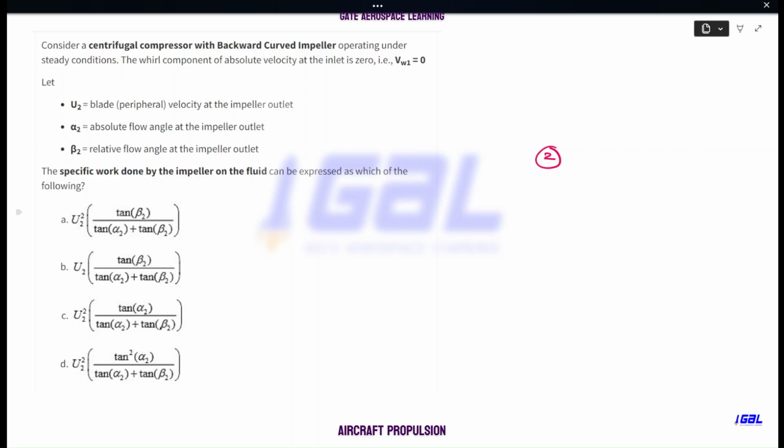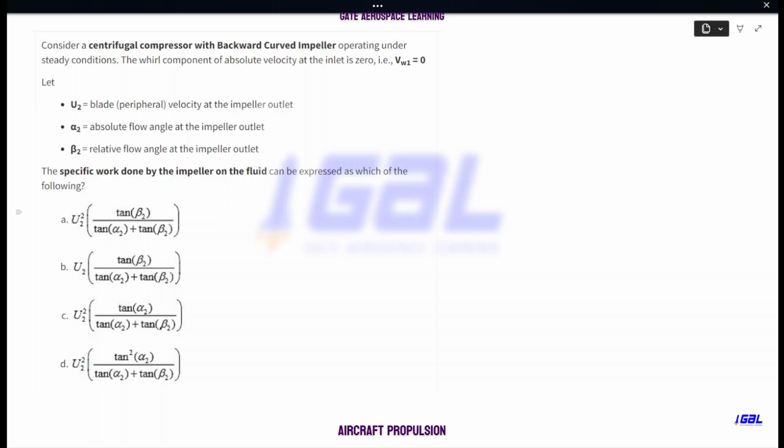Now they are saying the specific work done by the impeller on the fluid can be expressed as which of the following. Now they have given you the 4 options. What I suggest is that please pause this lecture and try by yourself. Students are trying to solve this question, but they are not able to solve it in the test series. This is a question from the first full mock exam in our test series. So I thought to provide a solution, because most of the students are not able to solve this question.